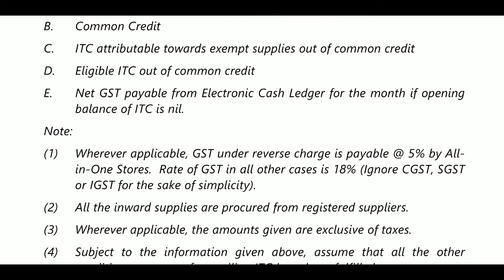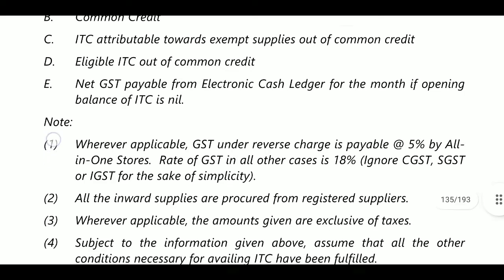Next, net GST payable through the electronic cash ledger for the month, if the opening balance of ITC is nil. Based on the above information, whatever the liability came from the sales, from that you deduct the amount of ITC you get in the D pointer, and it becomes the tax liability.